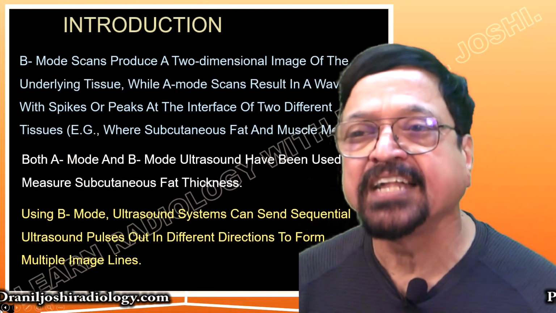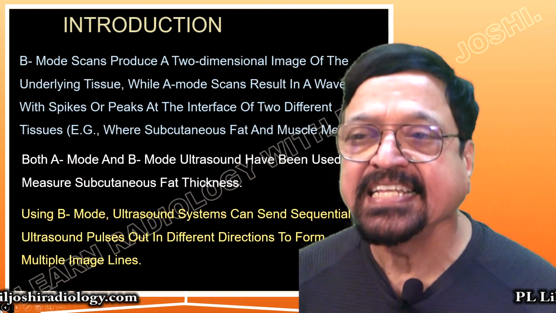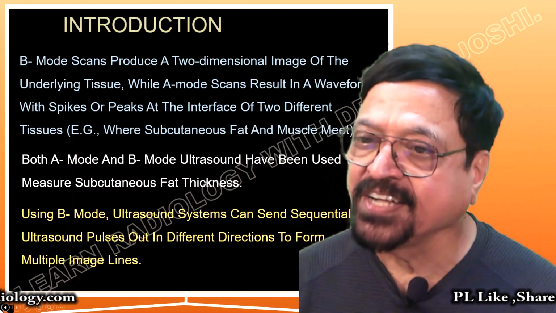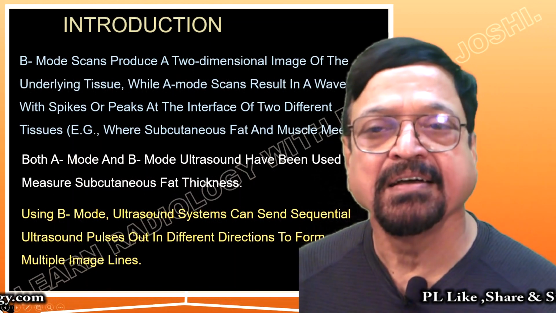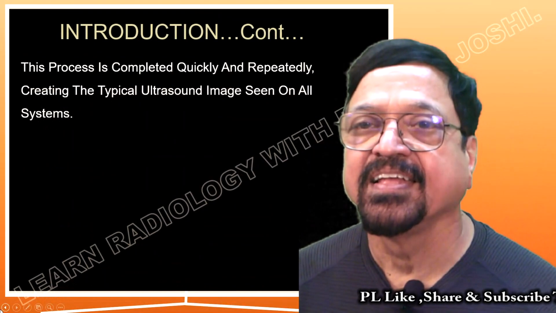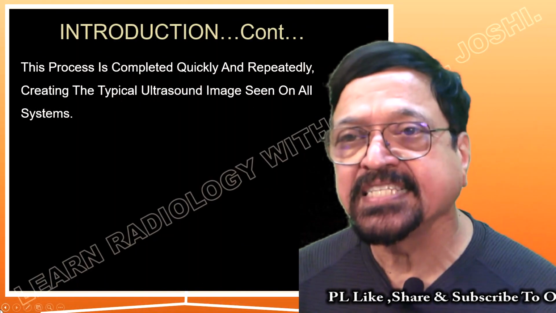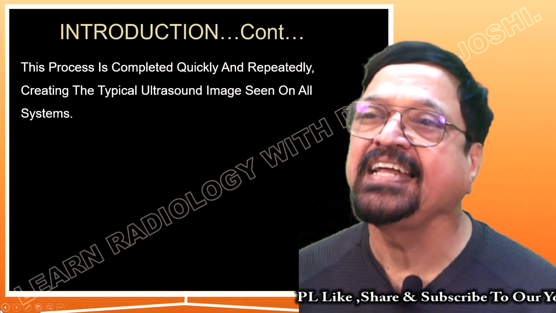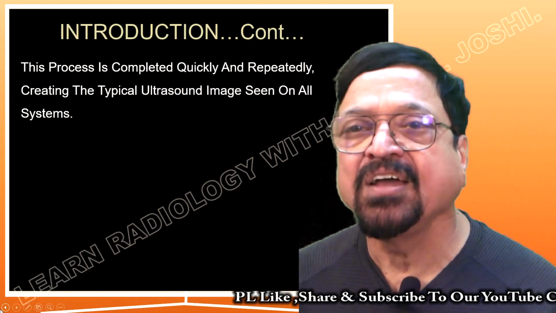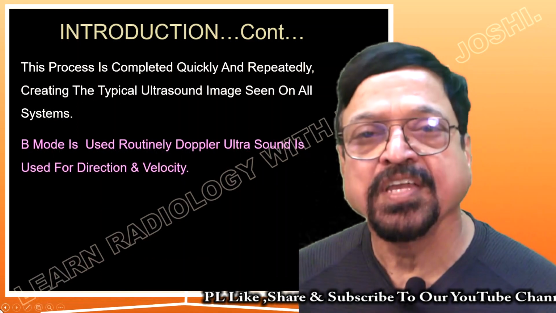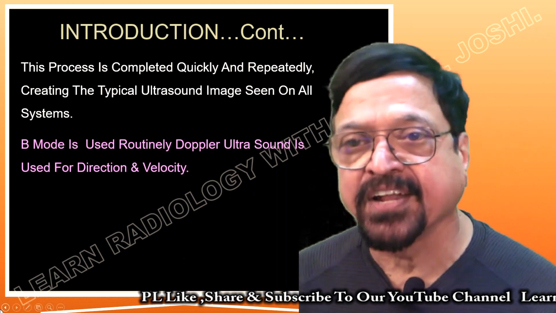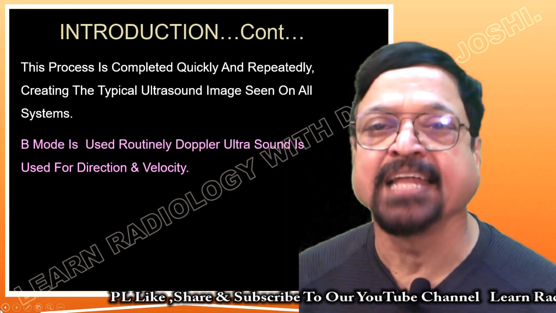Using B-mode, the ultrasound system can send sequential ultrasound pulses out in different directions to form multiple images in line. This process is completed quickly and repeatedly, creating the typical ultrasound image in all the systems. So even though the system is different, even though the operator is different, a similar image can still be produced.